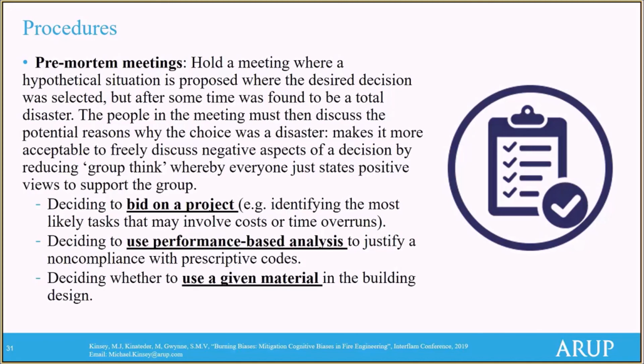The idea here is that it tries to overcome decision and groupthink bias, where everyone just states the positive views to support a group. So in engineering, this could be quite useful in various aspects, from bidding on a project. So you could say, we bid on this project and after a year it failed. Why did it fail? Using performance-based analysis, or using a given material in the building design. There's a lot of situations where using pre-mortem meetings could be really useful.